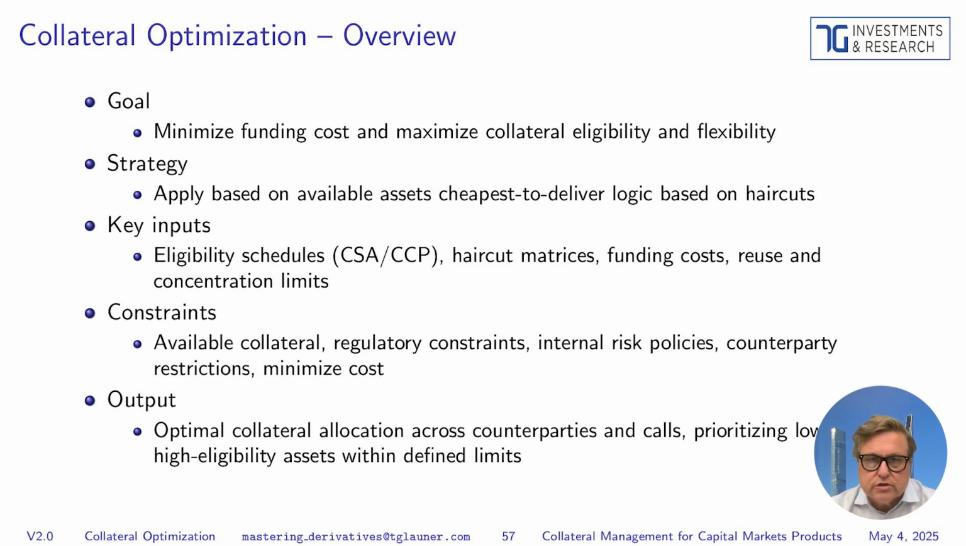Constraints must also be considered. These include available collateral inventory, regulatory eligibility rules, internal risk policies, and any specific counterparty restrictions. The output of the optimization process is an optimal allocation of collateral across all counterparties and margin calls, prioritizing low-cost, high-eligibility assets and staying within defined operational and regulatory limits.